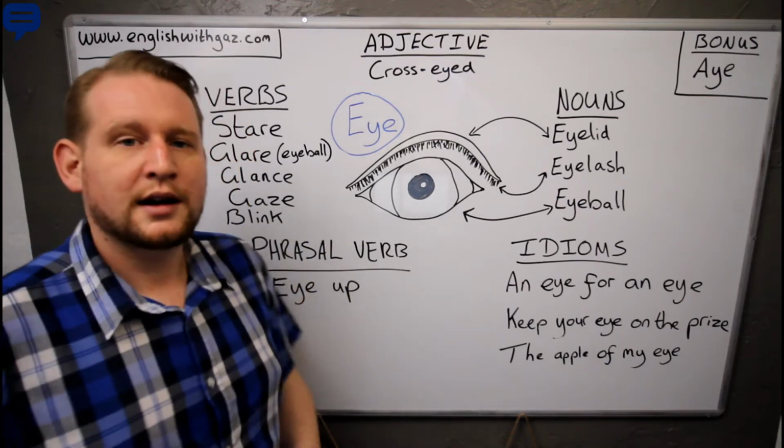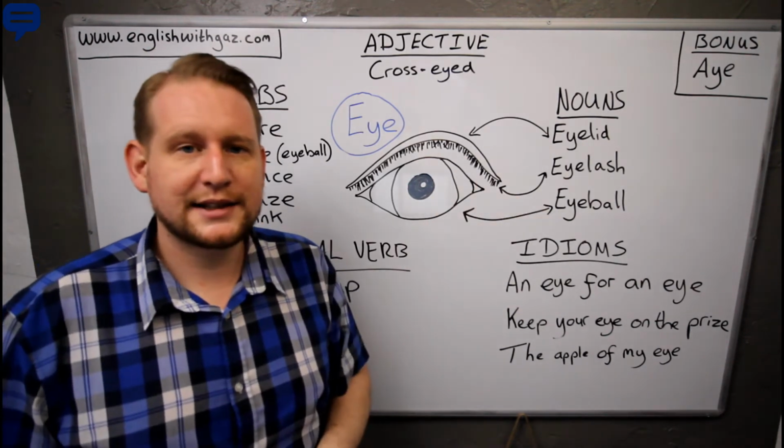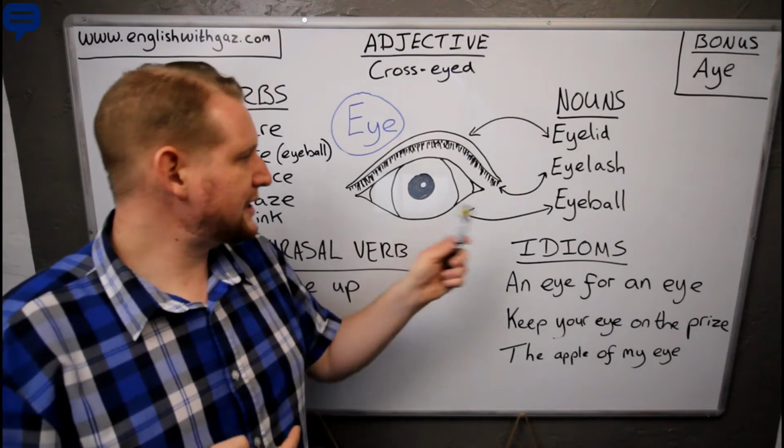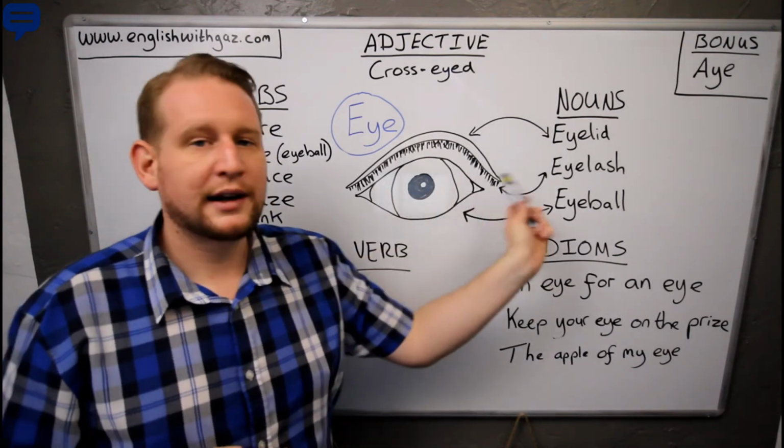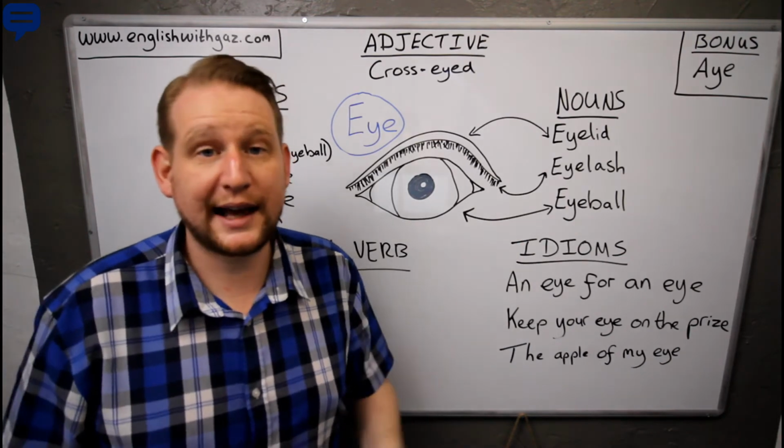That's here on the list of verbs. We'll talk about that later. So first off is our eyelid. Connected to our eyelid are these little hairs called eyelashes as a plural. A singular hair would be called an eyelash.